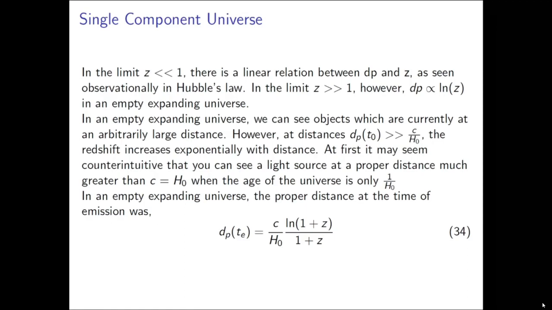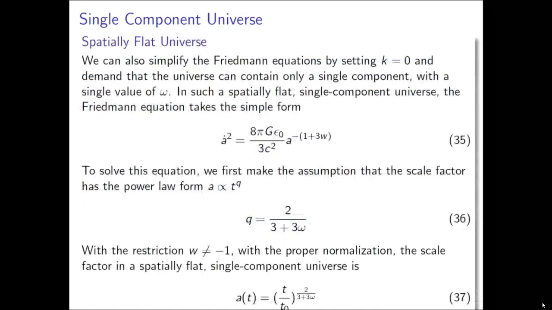So when the age of the universe was only 1 by H_0, or Hubble's time, in an empty expanding universe, the proper distance at the time of emission is given by equation number 34, that is c by H_0 times ln of (1 plus z) divided by (1 plus z). So this is about the curvature-only universe.